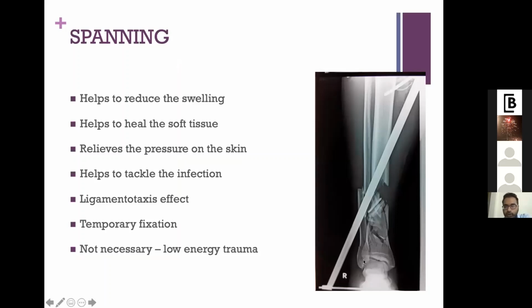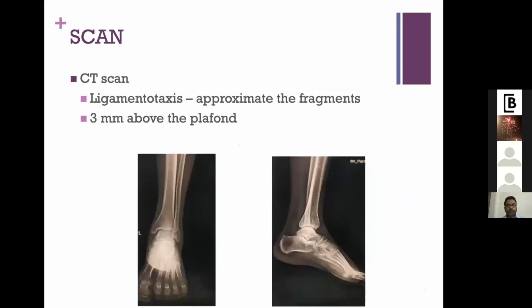We all know the advantage of spanning these kind of fractures: apart from getting the fragments in place, it reduces swelling and reduces any impingement on the skin. You can take care of the pressure on the soft tissues, and it also helps to prevent further infection, because when doing a spanning you definitely do a lavage, a very good lavage, so that will prevent most of the infections. Then you should get a scan.